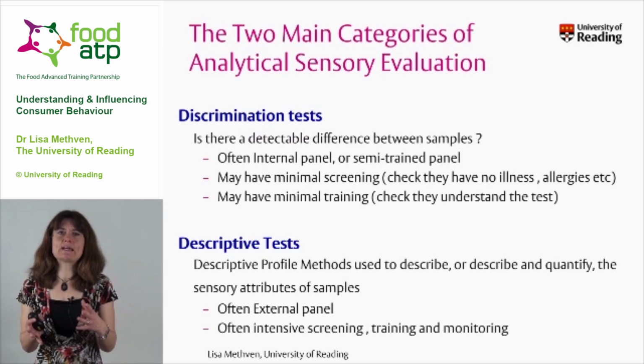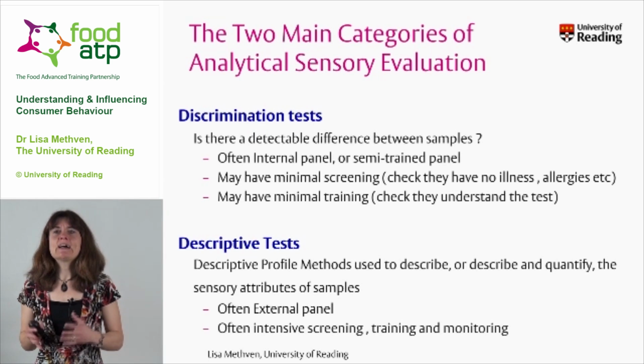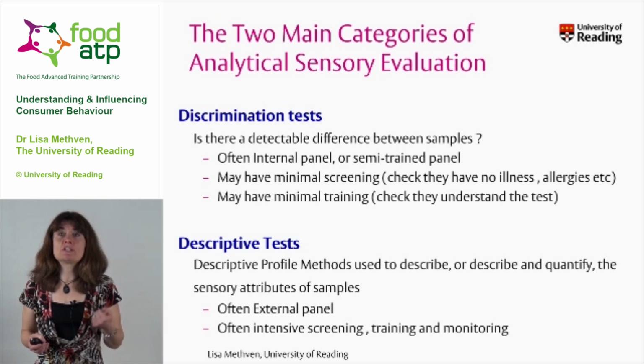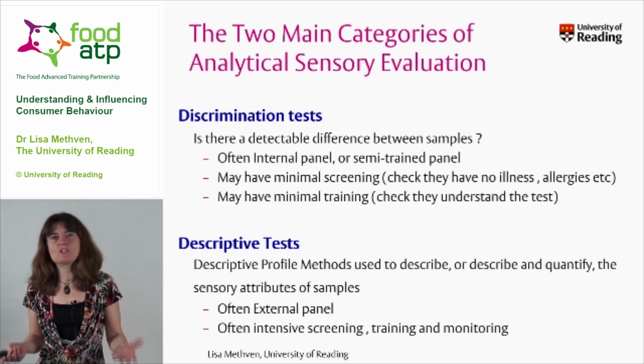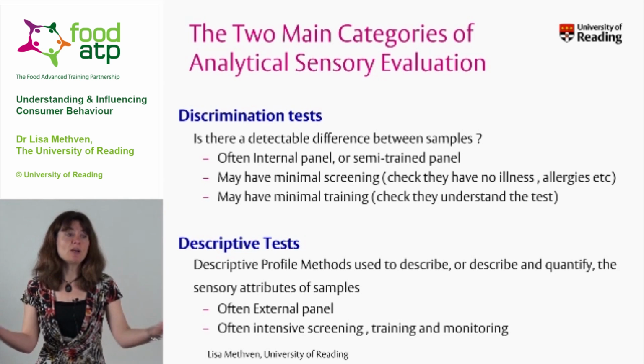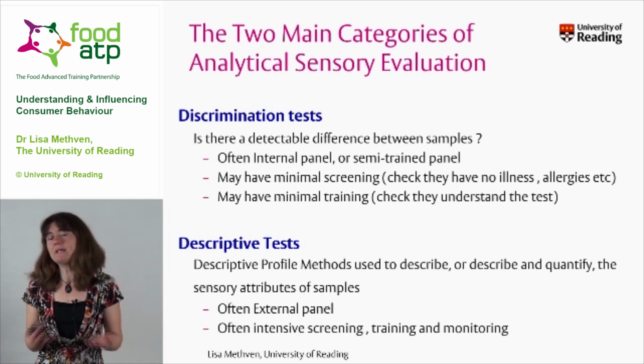Okay, so let's break that down a little bit more and look first of all at analytical sensory evaluation and what types of tests we might be looking at. On the one hand, we've got discrimination tests. Is there a detectable difference between the samples? For this type of test, if you're working in the food industry, you might often just use an internal panel, so people that work for your company come and do the testing for you. They'll need minimal screening.